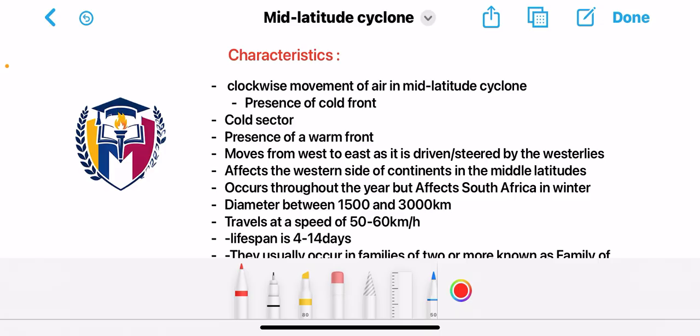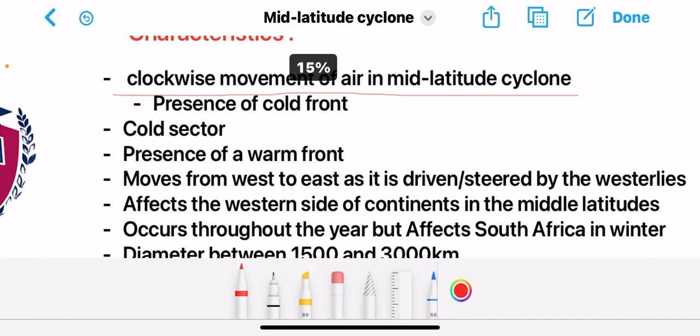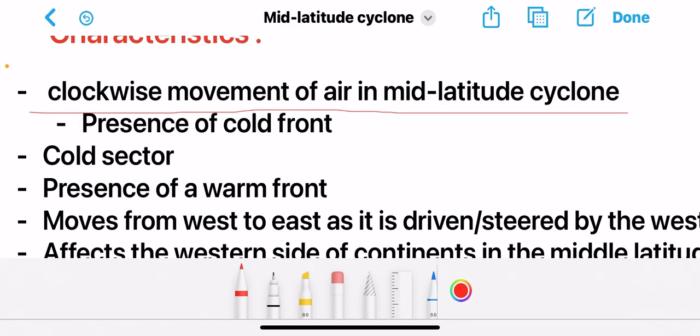Now let's go to characteristics. A mid-latitude cyclone consists of a clockwise movement of air. Remember, a mid-latitude cyclone is a low pressure system, and here we are referring to the southern hemisphere because we live in South Africa. A low pressure in the southern hemisphere spins clockwise.